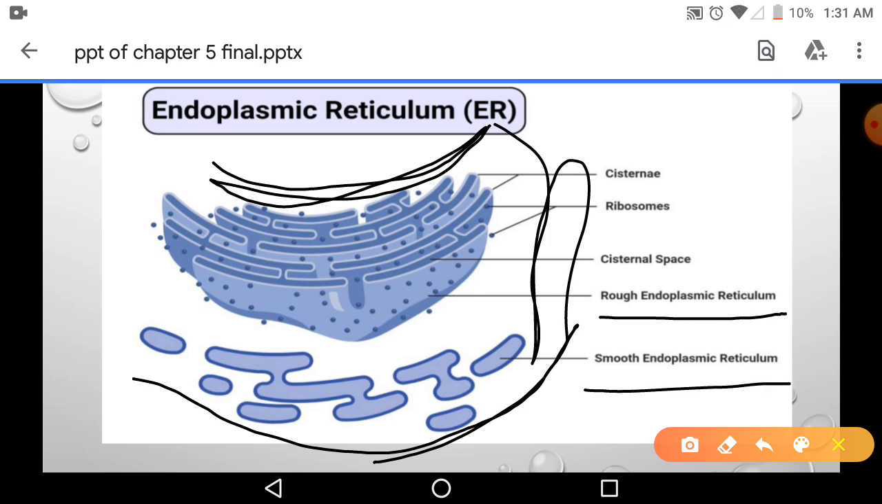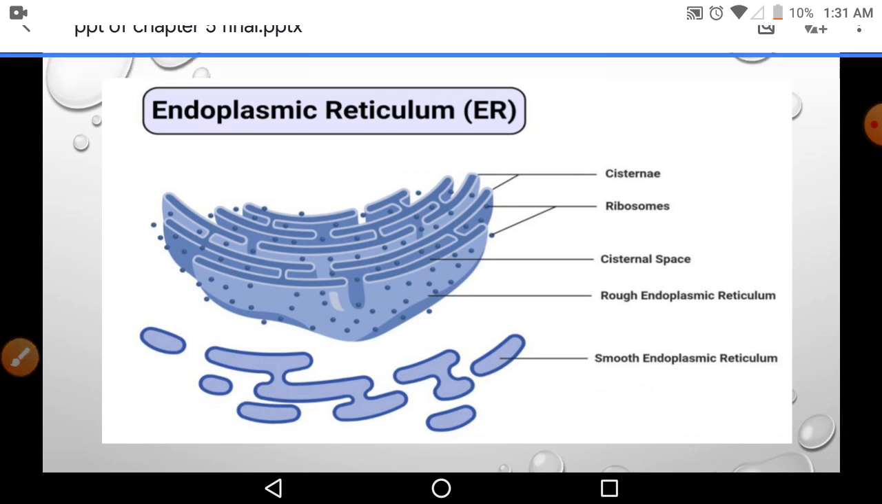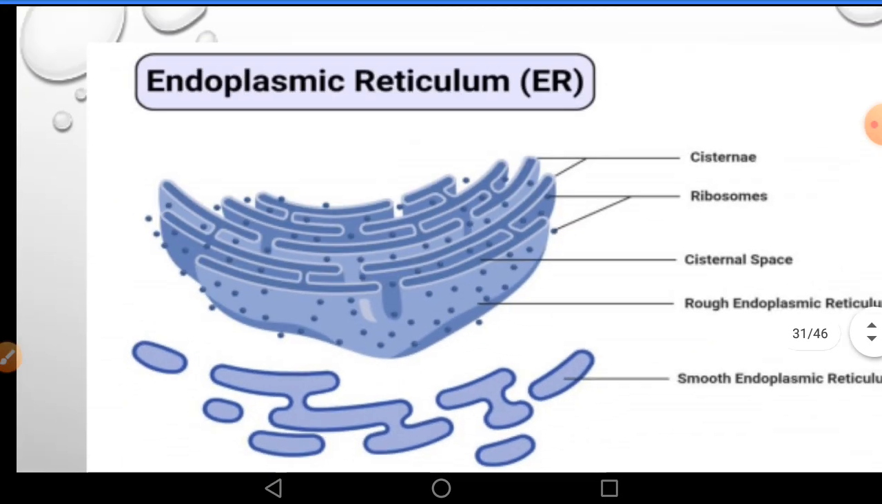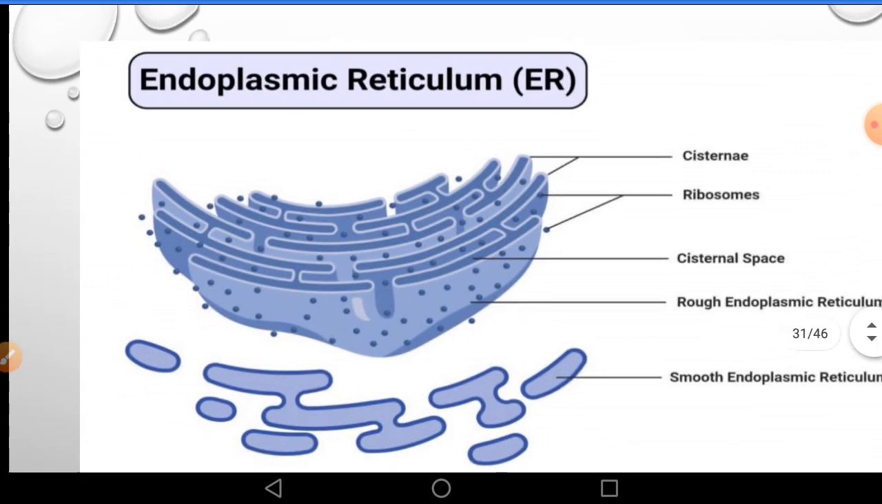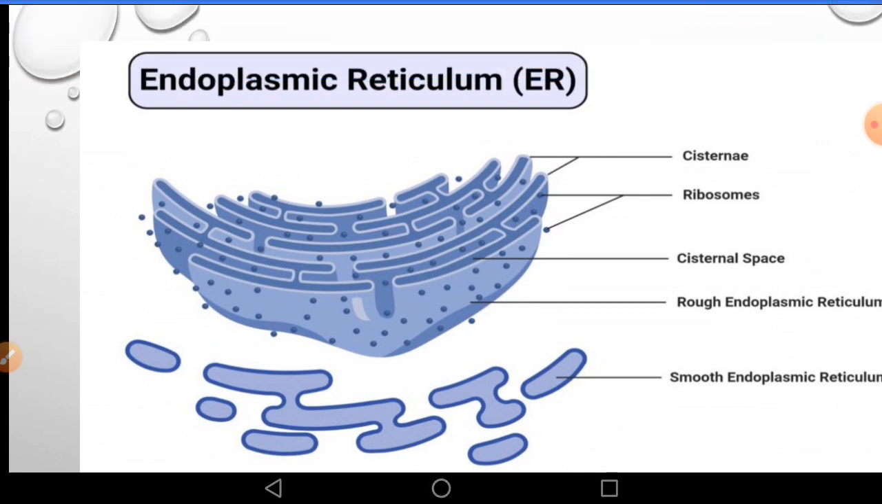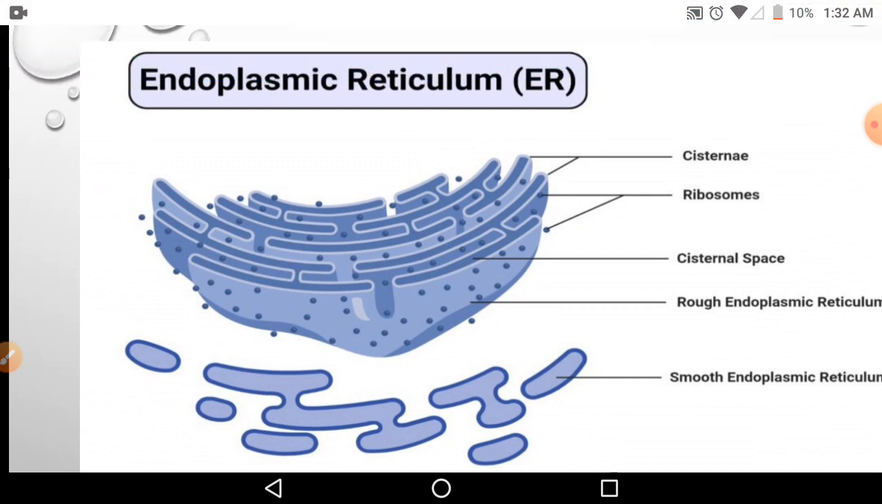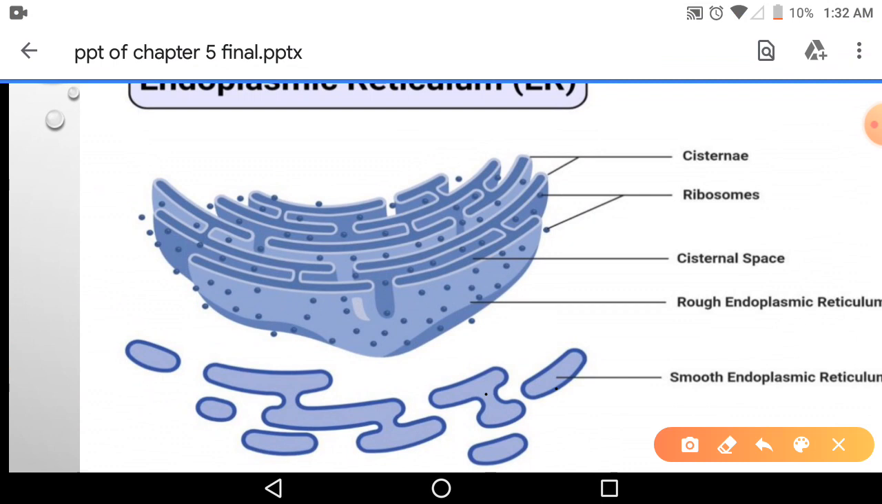Now, why is the rough endoplasmic reticulum called rough? Because it has ribosomes on it. Can you see the granules? The ribosomes, which are present in all active cells, are the site of protein synthesis. These granules are the ribosomes which are attached to its surface, and that is why it is called rough endoplasmic reticulum. Here there are no granules, so it is called smooth endoplasmic reticulum.